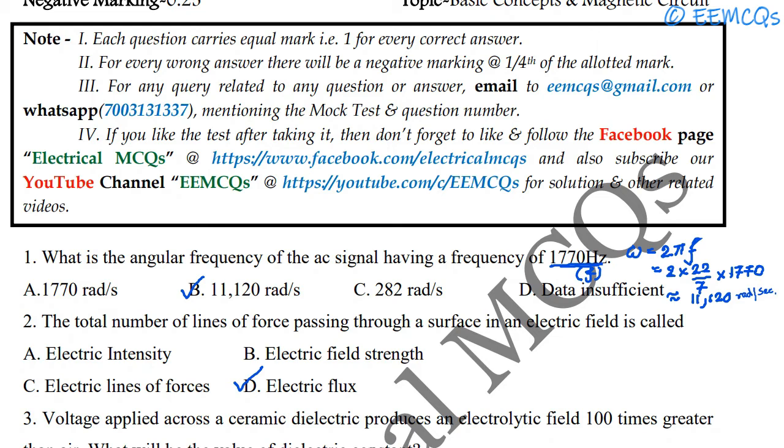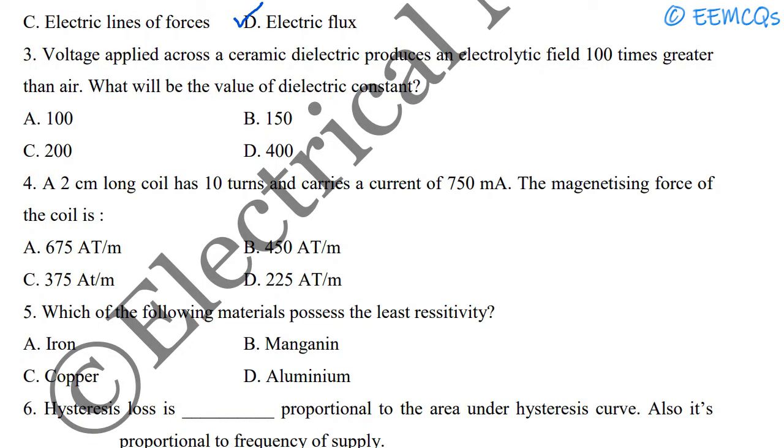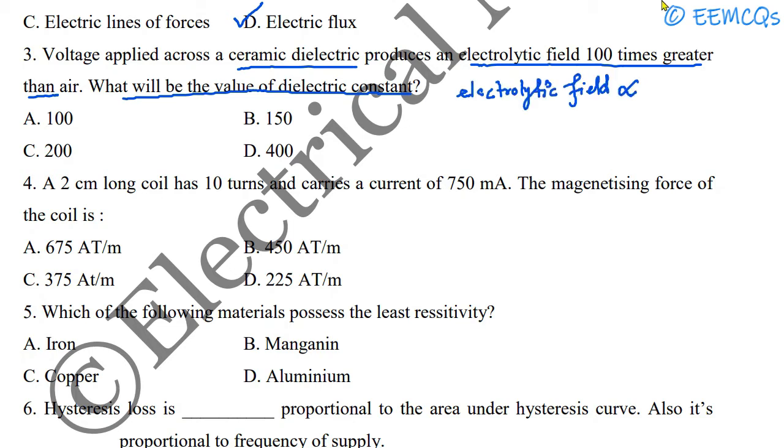Now let us take question number 3. Voltage applied across a ceramic dielectric produces an electric field 100 times greater than air. What will be the value of the dielectric constant? Here the electric field is proportional to the value of the dielectric constant. So when the electric field becomes 100 times greater, the dielectric constant has also increased 100 times.